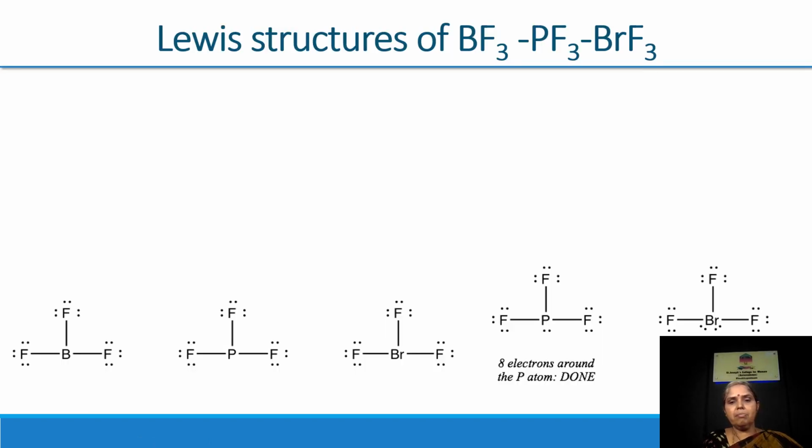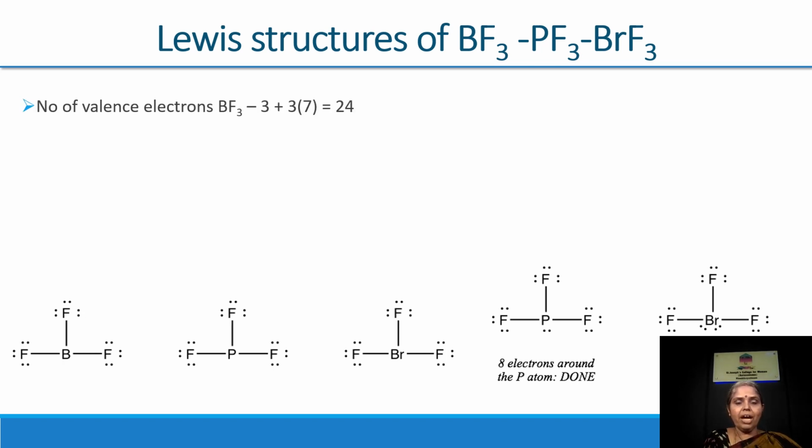The next example is BF3, PF3 and BrF3. You can see here BF3, boron at the center, 3 fluorines connected to it. Each fluorine is having not one lone pair, but 3 lone pairs of electrons. Similar is the case with the PF3 molecule.